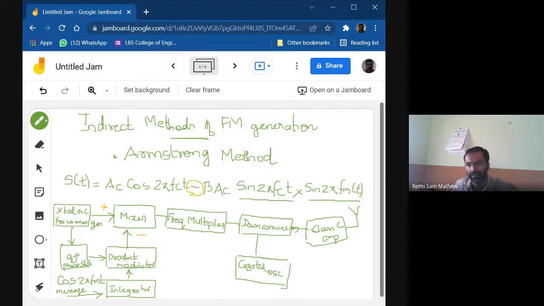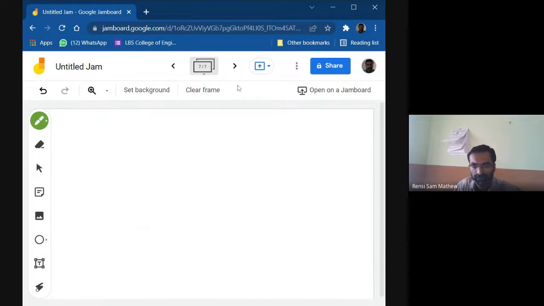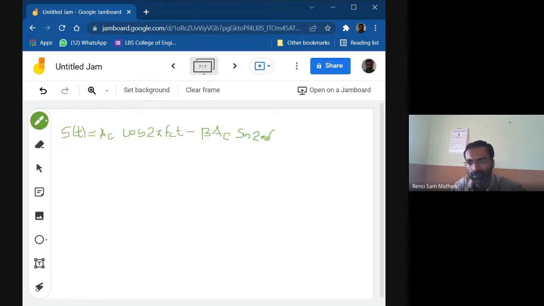Maybe I will explain it one more time. It is based on our equation, because our narrowband FM signal is Ac cos 2 pi fct minus beta Ac sine 2 pi fct into sine 2 pi fmt. We are taking the product of this multiplication.